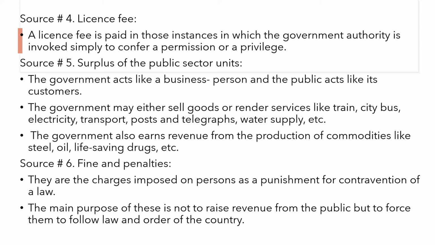Next, surplus of some public sector units. This is also considered to be a revenue source to the government. The government acts as a business person in this manner, and the public will act as the customers. The government may either sell goods or render some services like transport, telegraphs, post, etc. to the public, and the government earns revenue from the production of commodities like steel, oil, life-saving drugs, etc.